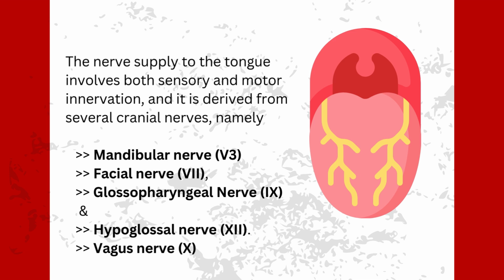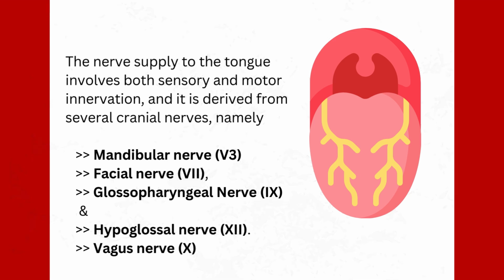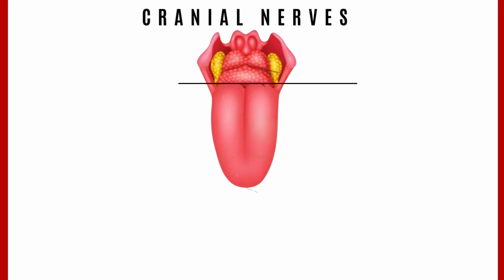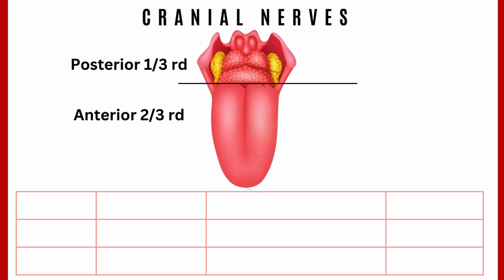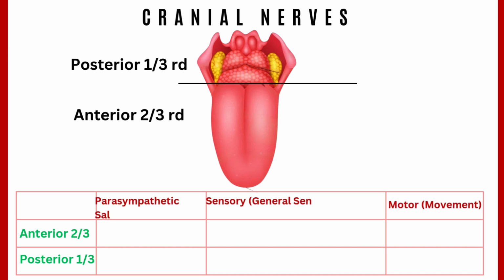Now for this, we need to first split the tongue into two parts. The anterior 2/3, which is the front part of the tongue, and posterior 1/3, which is the back part of the tongue or the root. And function-wise into three parts: taste, general sensation, that is touch, pain, temperature, etc., and motor. So taste and general sensation are taken care by the sensory nerves, while movement is through the motor nerves. Let's first look at the anterior 2/3 of the tongue.